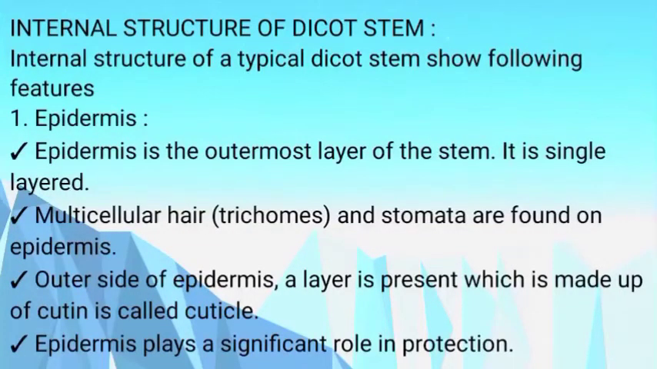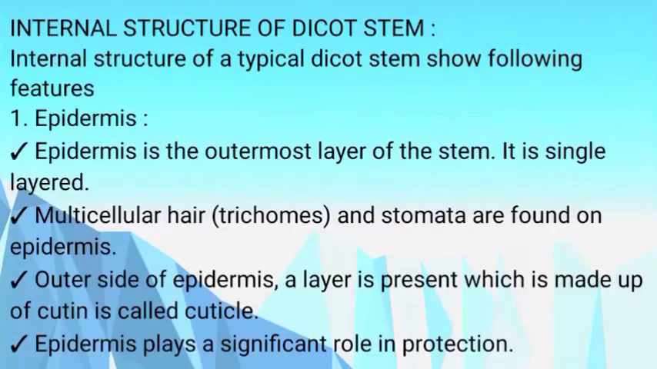The internal structure of a typical dicot stem shows the following features. The very first one, epidermis. Epidermis is the outermost layer of the stem. It is uniseriate, which means single layered. The epidermis of dicotyledonous stem shows multicellular hair-like outgrowths which are called trichomes. And the stomata are also found in the epidermis of dicot stem.